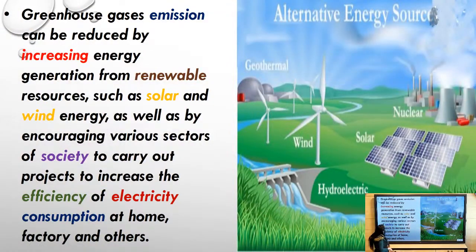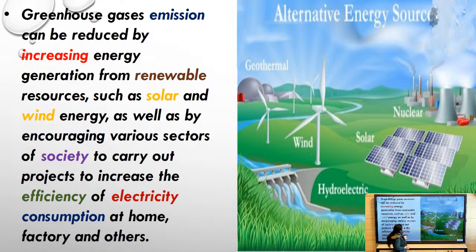Now, greenhouse gases emission can be reduced. What is the solution? How can we reduce the emission of these gases? By increasing energy generation from renewable resources such as solar energy and wind energy, as well as by encouraging various sectors of society to carry out projects and increase the efficiency of electricity consumption at home, factory, and other.